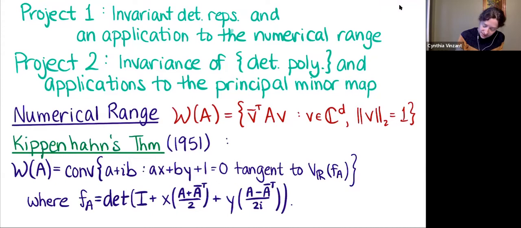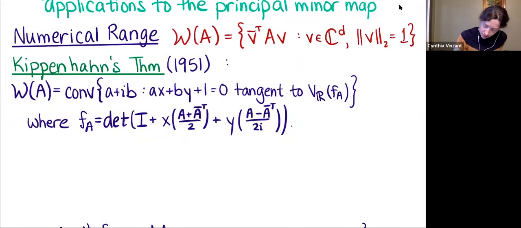So this is a long-winded way of saying that we take the real variety of this polynomial, which is a plane curve, we take its dual curve, and then take the convex hull. And that is actually the numerical range of the matrix. And so one can try to understand numerical ranges by understanding polynomials. And just to do a small example of this.